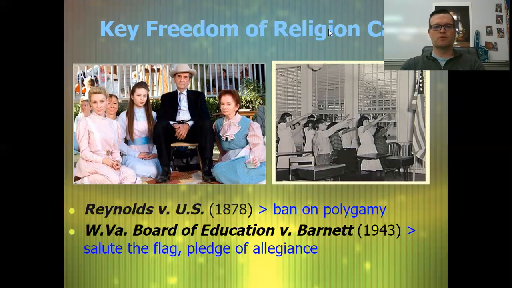So the Supreme Court ruled that the government, although you do have a freedom of religion, can make some rules when it comes to things like marriage. And so they did ban polygamy. Again, if you don't know what polygamy is, that's when people have more than one wife or husband. And so we did ban that.